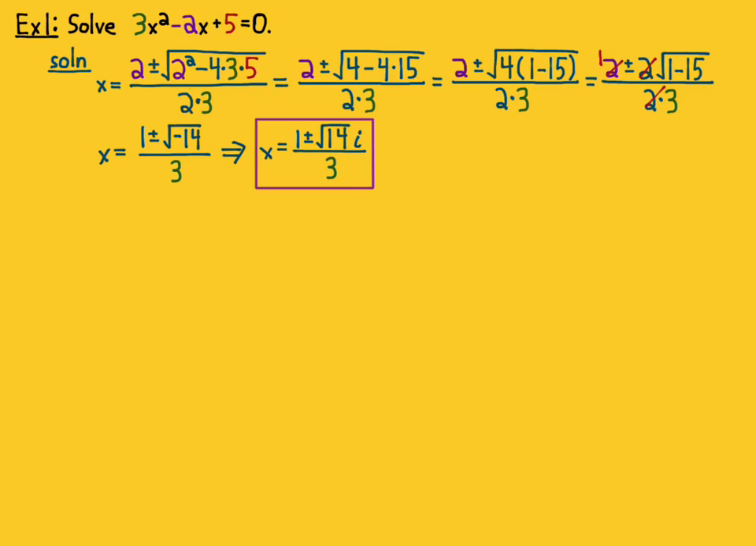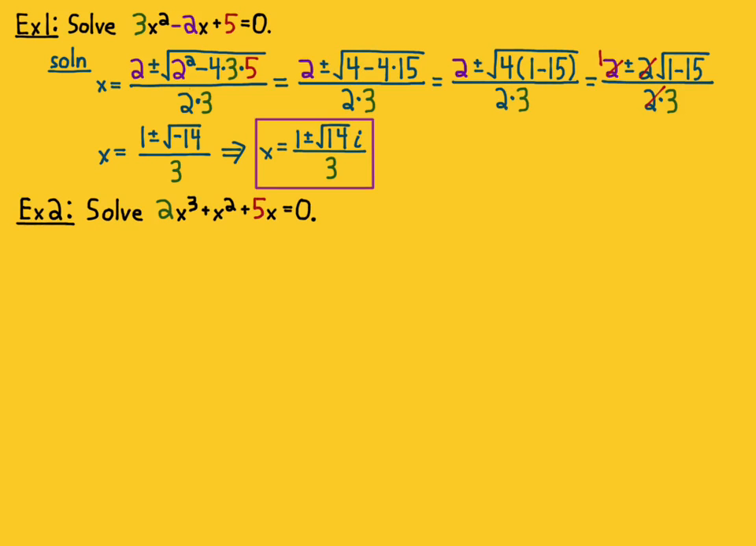And usually we would leave it in this form rather than put it in standard form. Remember, standard form is a plus bi. It's just when we use the quadratic formula, it's kind of traditional to leave it in this form. So that's correct. And it doesn't say to write it in standard form anyway. The problem won't.